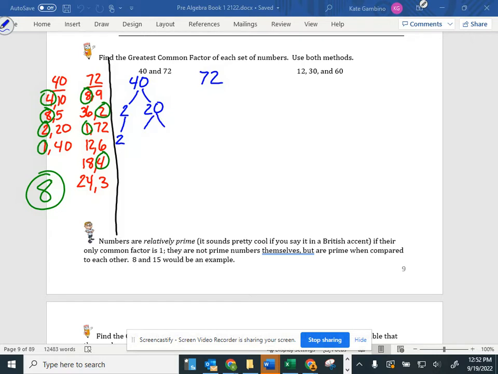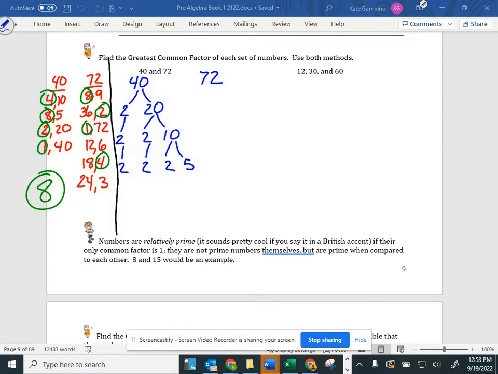What can I break 20 down into? Tatum? 2 and 10. I can still break down my 10 more, so my 2's are going to stay the same, and I'm going to break down my 10 into 2 and 5. Can't break them down any more than that. Okay, 5 is a prime, 2's are prime. So I'm down to my lowest primes.